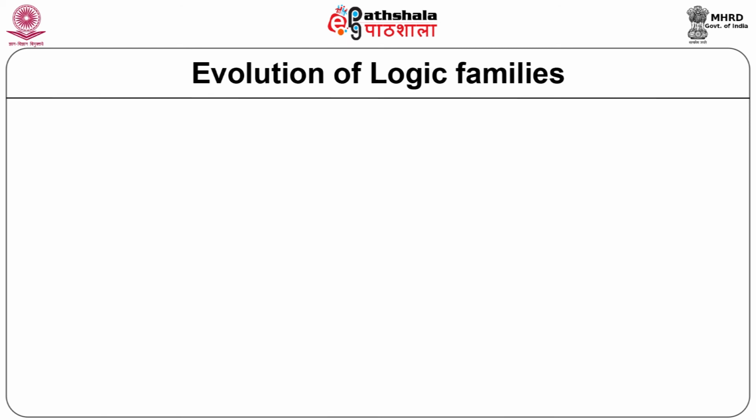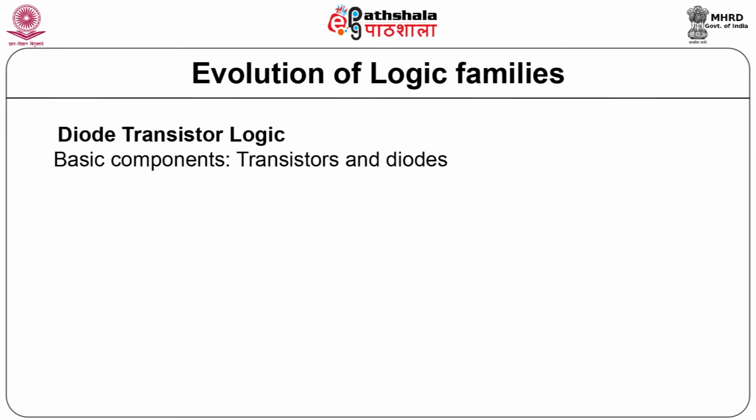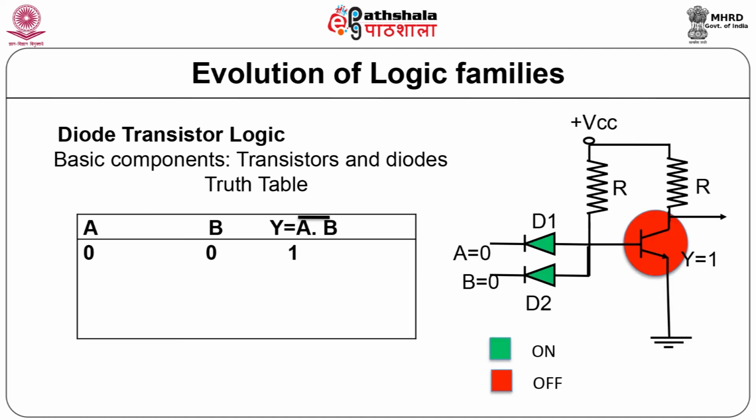Let us see the evolution of logic families. Consider the basic logic circuit, which is diode transistor logic. The basic components used in this logic circuit are diodes and transistors. Consider the basic NAND gate using diode transistor logic. You can see here two diodes, one transistor and some resistors. Let us verify the truth table using this particular logic circuit.